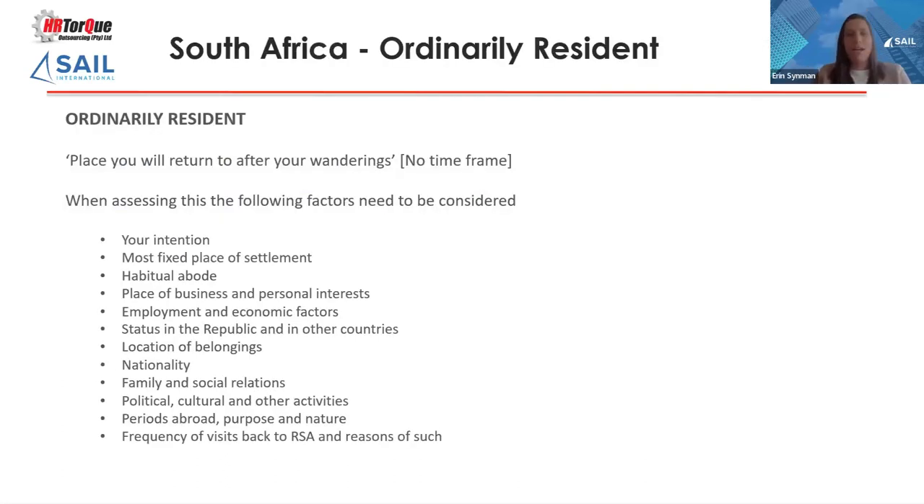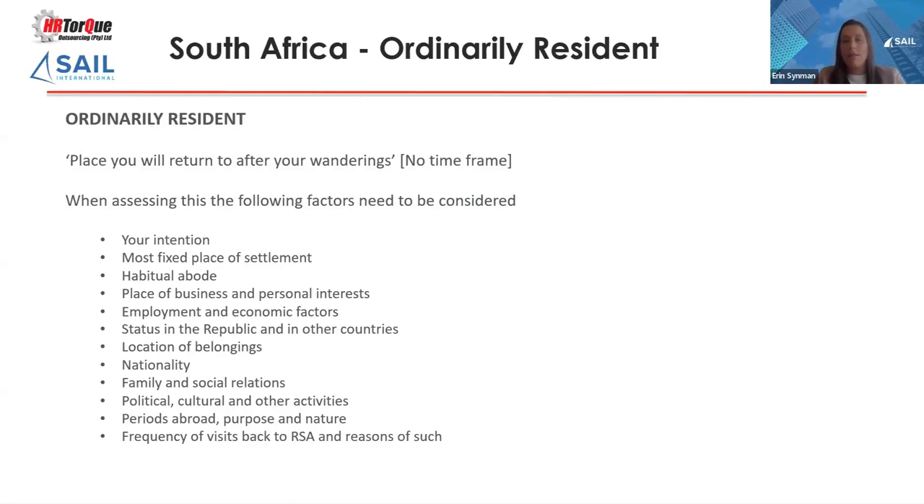Thanks, Victoria. And as Victoria said, South Africa is a residency-based tax system. So irrespective of where your income is earned, if you are tax resident in South Africa, you are required to pay tax on your worldwide income. Contrasting, a non-resident would only pay tax on their South African-sourced income. So from a South African residency test perspective, there are two tests. The first being the ordinary residence test, which is a subjective test.